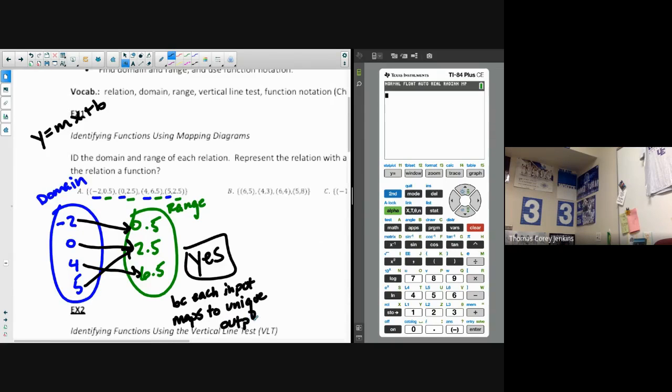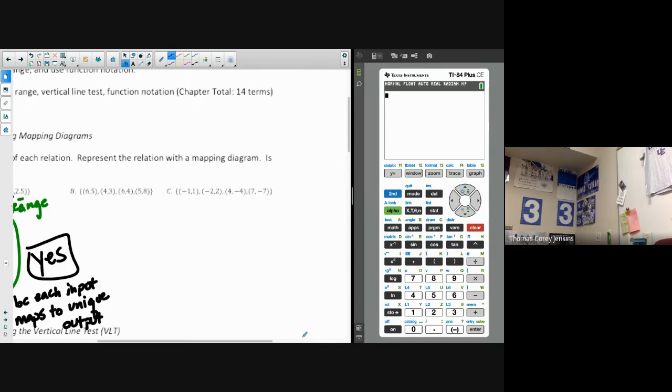You might be thinking, how is that? What does that mean? Because it looks like 0 maps to 2.5 and 5 maps to 2.5. So what's he talking about there? Each input maps to a unique output. The only thing that can't happen is you can't have one input that goes to two different outputs. So a repeated range value or a repeated output value is okay. A repeated input value makes it not a function. So this is a function.